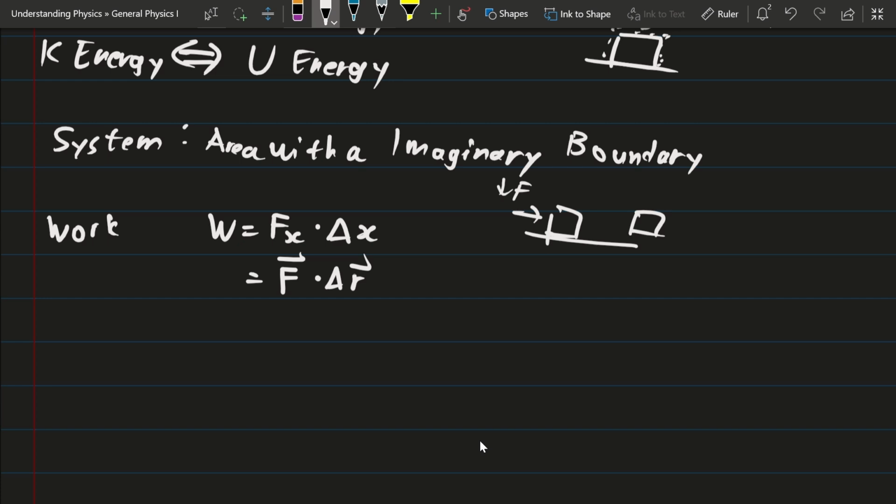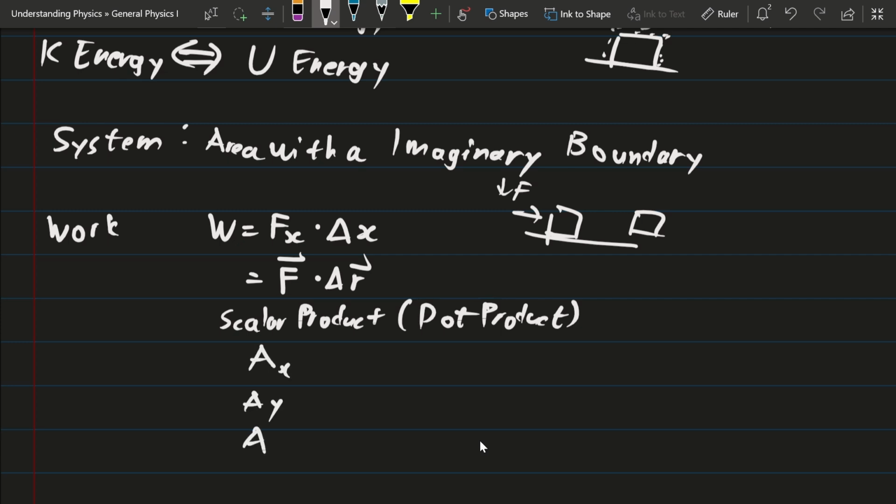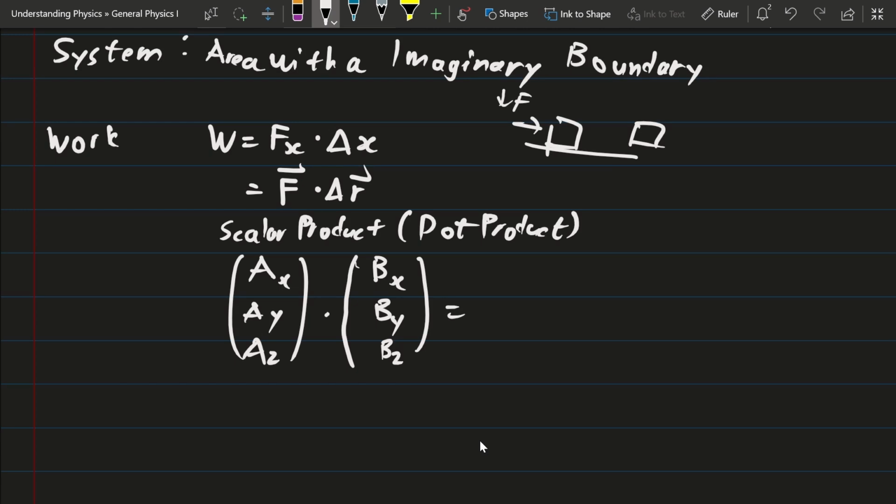For a scalar product, or a dot product, this basically means that you multiply component by component. Let's say you have a vector a_x, a_y, a_z, and then you dot that with another vector b_x, b_y, b_z. Basically, the scalar product is a_x b_x plus a_y b_y plus a_z b_z, which is the scalar product of these two vectors, a vector dot b vector.